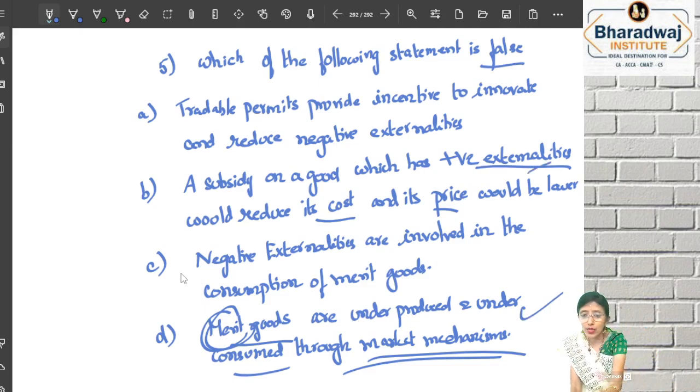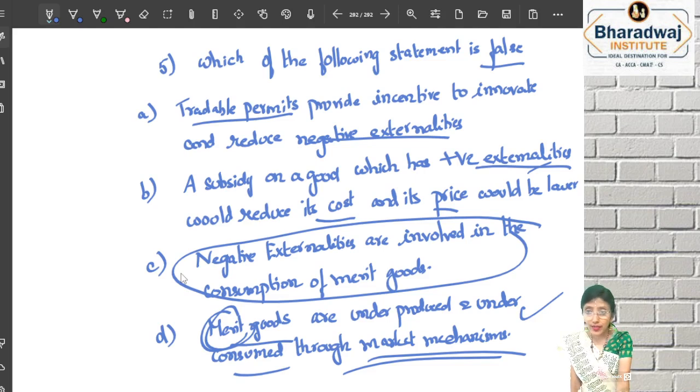They cannot be false. Now, tradable permits: the government itself announces the permit, telling you to what extent pollution and emission levels are allowed. This is the socially desirable output, only this much. When they follow that, they are exempted from taxes of different kinds, particularly pollution tax. So this will reduce negative externalities. It's also true. So this is a false statement.